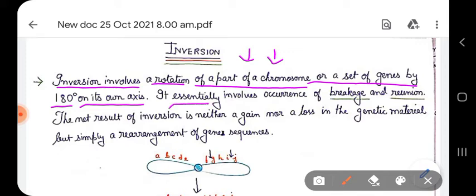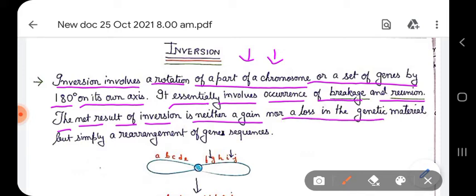So it essentially involves breakage and reunion within the same chromosome, and the net result of inversion is neither gain nor loss of a chromosome fragment, or you can say neither gain nor loss of genetic material. So here nothing will be gained or lost, only the sequence of the chromosome will be changed a little bit.